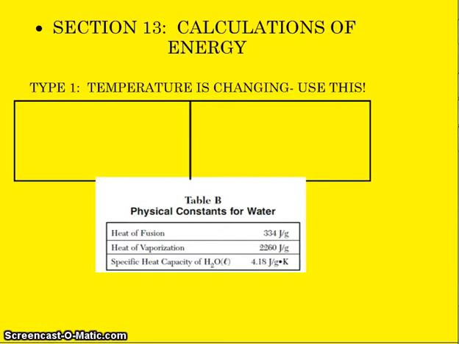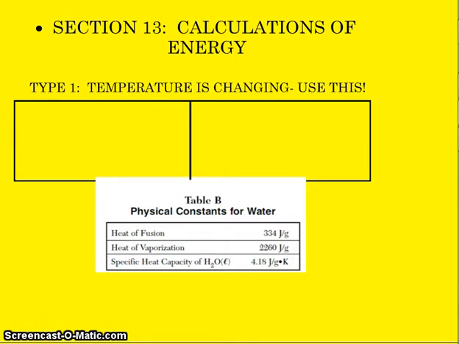Hi everybody, welcome back. This is lesson 14 from Unit 1. It should be one of our final lessons of Unit 1. And in this lesson, we're going to learn how to calculate energy changes while heating and while in phase changes, okay?